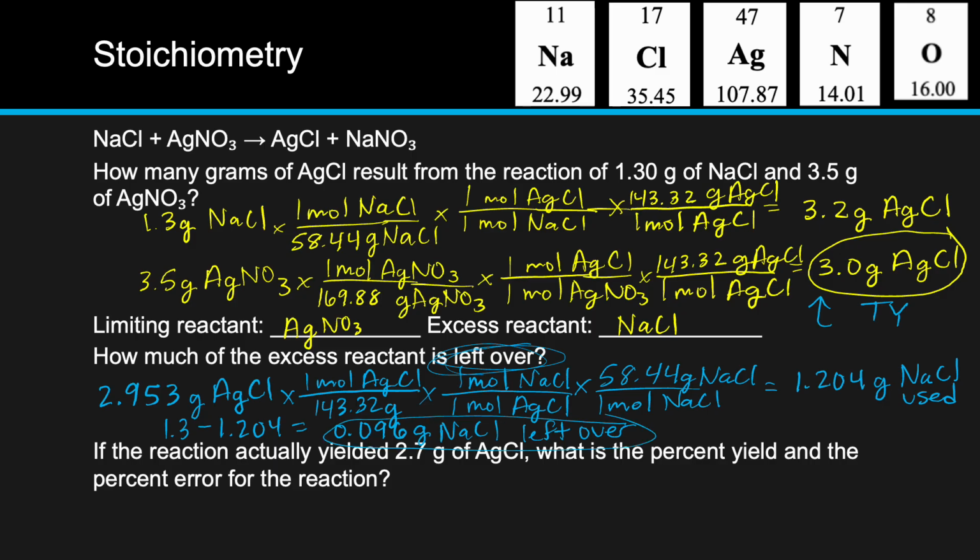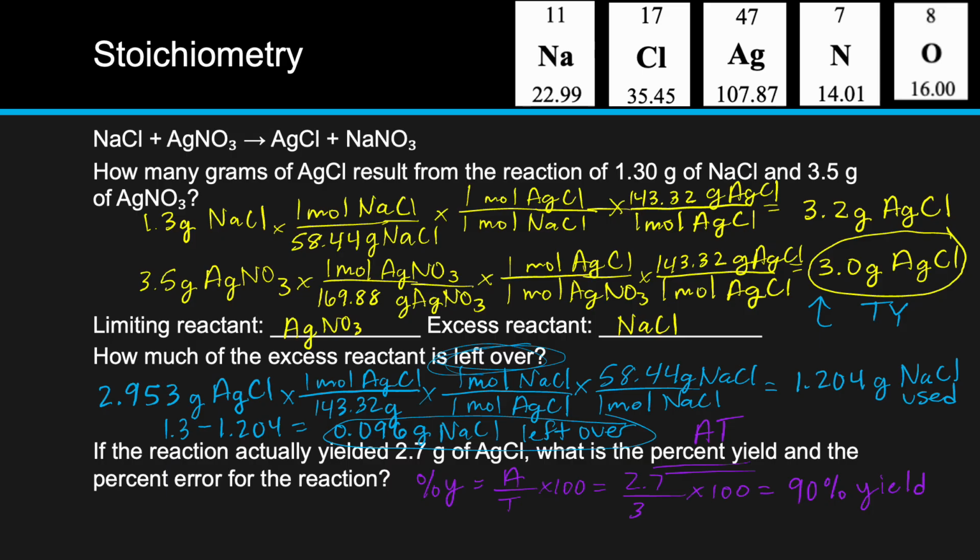All right, and finally, if the reaction yielded 2.7 grams of AgCl, what is the percent yield and the percent error for the reaction? So I always tell my students percent yield is where it is at. So percent yield is actual over theoretical times 100. So the actual yield was 2.7. The theoretical yield was 3. So 2.7 divided by 3 times 100 is 90% yield.